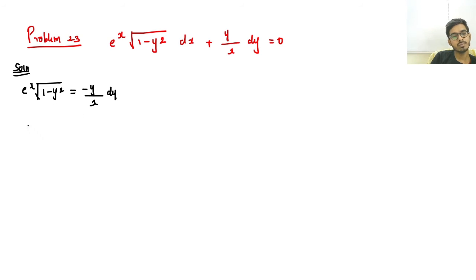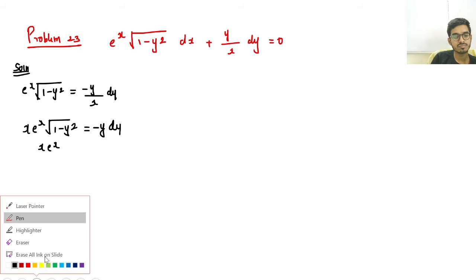So if I cross multiply this, we will have x into e power x into root of 1 minus y square is equal to minus y dy. Now you separate x dx and y dy. So we'll keep this x e power x where it is dx, sorry, I missed it, dx.